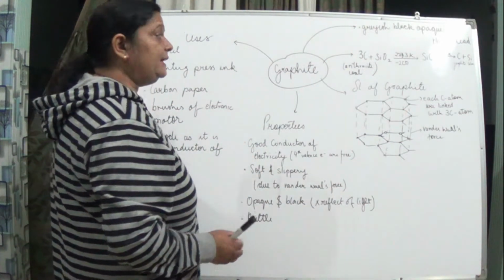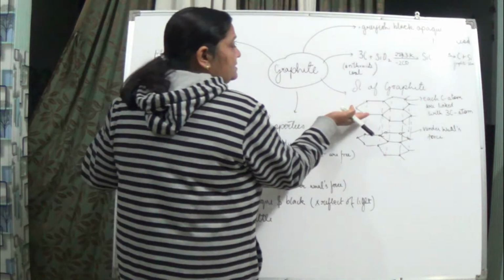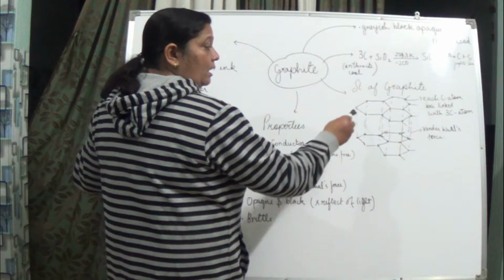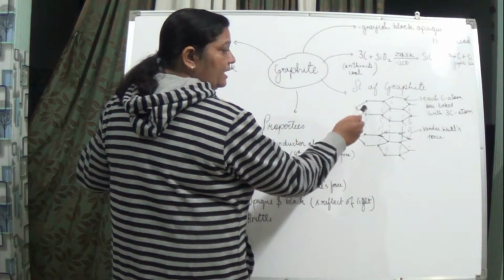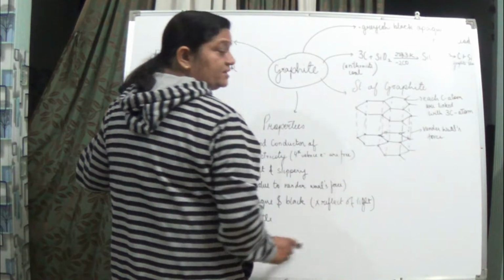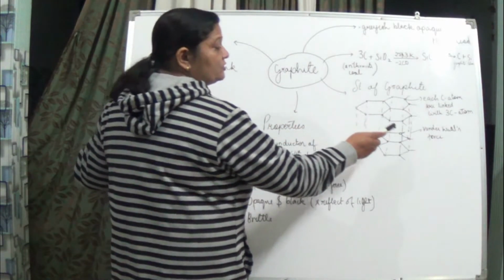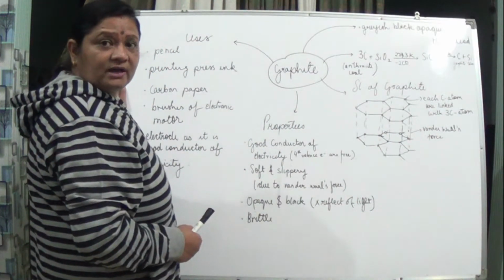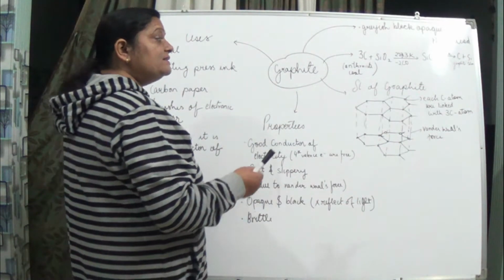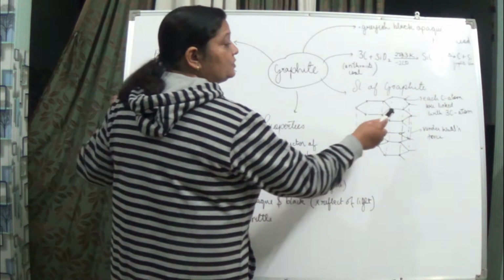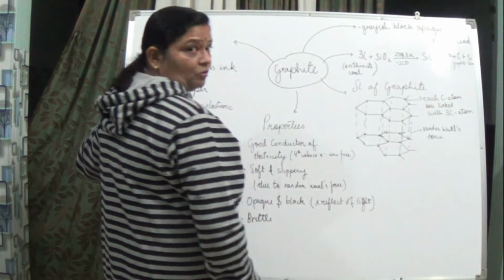Here you can see that graphite has a layer-like structure, and weak forces are present between the layers. Those forces are known as van der Waals forces, and these van der Waals forces make graphite slippery in nature. It can slide one layer above another because of the presence of these van der Waals forces.